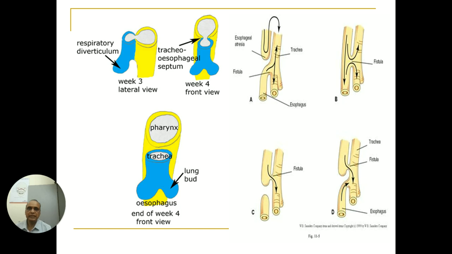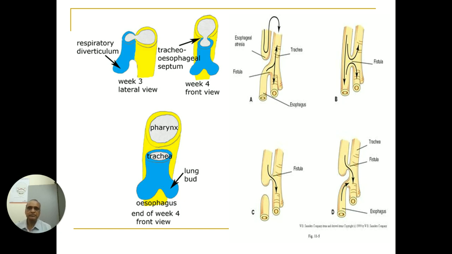So, this is the diagrammatic representation. You could see the foregut as a yellow tube-like structure. The ventral aspect of it is the respiratory diverticulum, and later on a tracheoesophageal septum forms. Later on, both fuse, and finally there will be a partition between esophagus and trachea. In the normal case, there will not be any communication between airway and food passages.